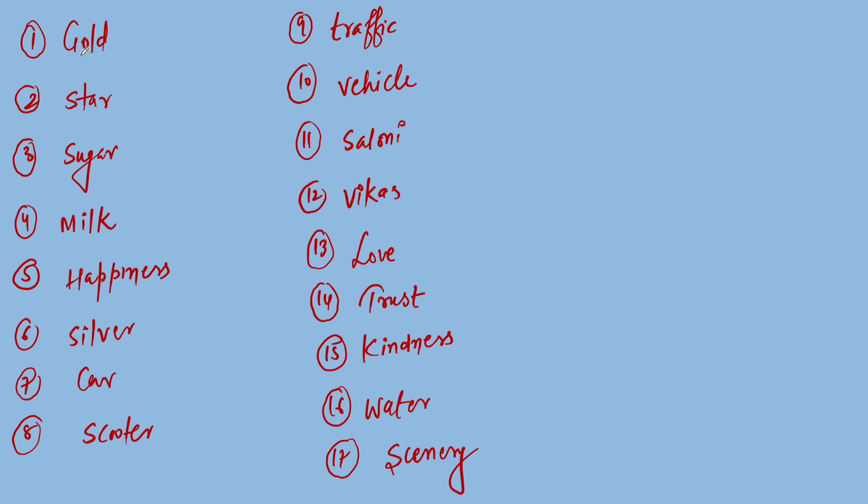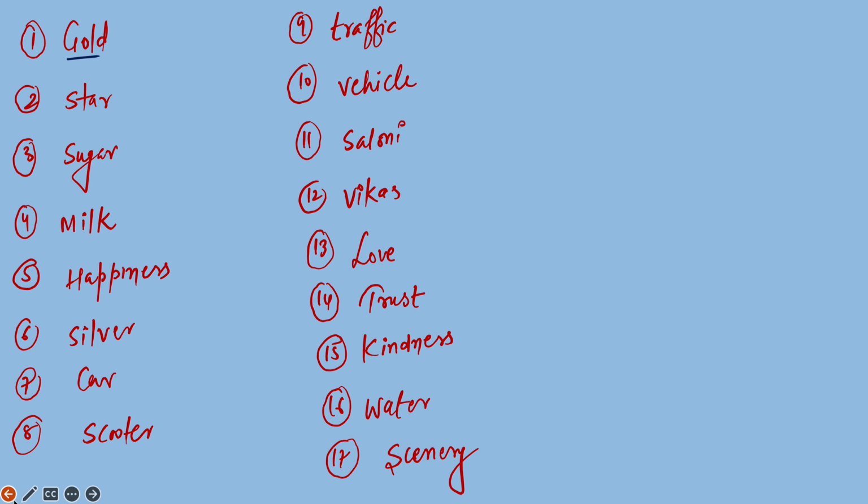So tell me, gold is what sort of noun is this? Whether it is countable or uncountable noun. Tell me. Are you listening? Okay. So tell me, what sort of noun is this? Whether it is countable or uncountable.